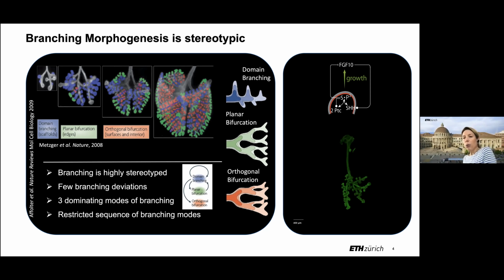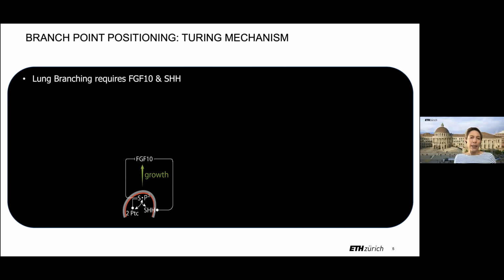You're still getting outgrowth of the branching, but no new branches can form. And vice versa, if you take FGF10 and put it on a bead next to the epithelium here in green, a new branch will grow out next to the bead. From that, the biologists concluded that FGF10 is both necessary and sufficient to induce a branch, and that it's really the growth factor that is controlling it. So from that, we know lung branching requires FGF10 and sonic hedgehog.